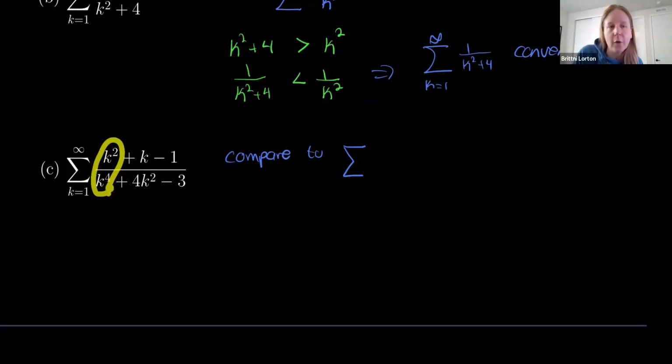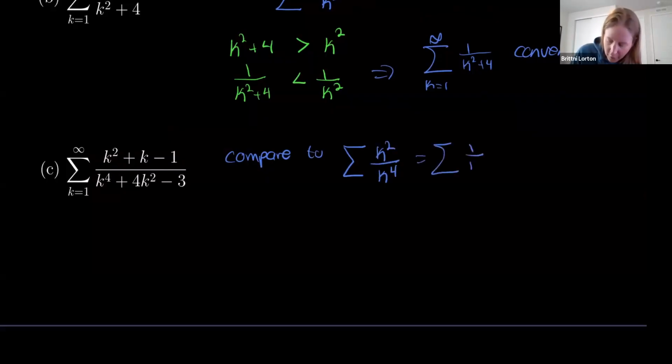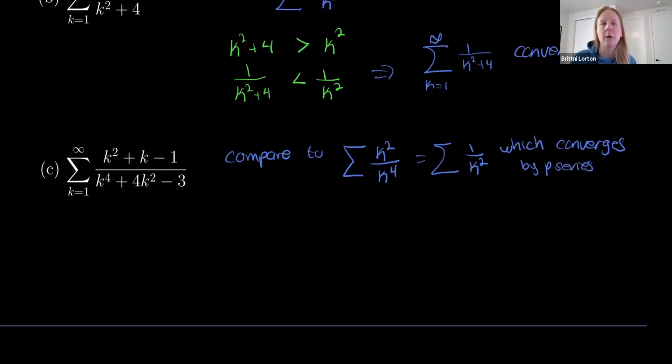What I recommend is that you look at just the highest powers and simplify it. So k squared over k to the 4th is 1 over k squared. I really am going to look at just those highest powers, and that simplifies to 1 over k squared. Now I know what I'm comparing it to. I have to figure out if that converges or diverges, and in this case, that converges by the p series, because it was the same as the one we did before. Okay, so now I'm going to do the limit comparison.